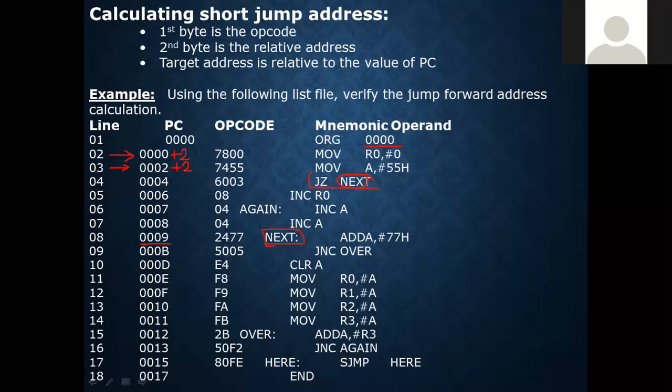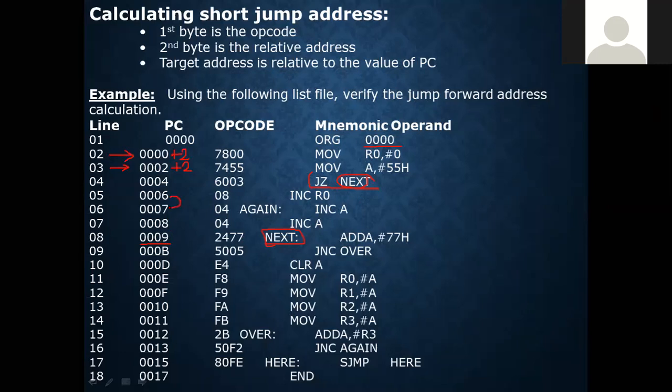Because the program counter will hold the address of the next instruction to be executed, this value will be stored in the program counter. So when JZ next is executed, the immediate next instruction to be executed is 0006. So this 0006 will be the content of the program counter. Okay. Now from 0006, look into the program. From 0006, this next is here, that is in 0009.